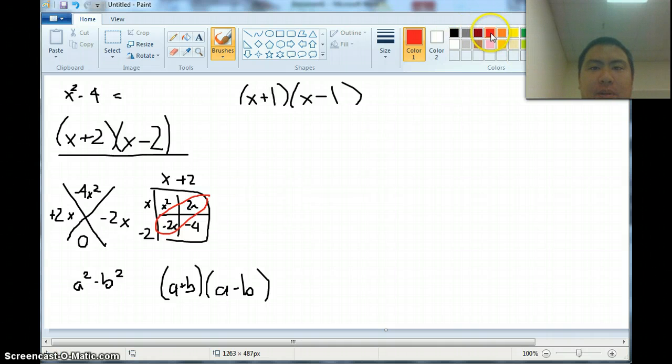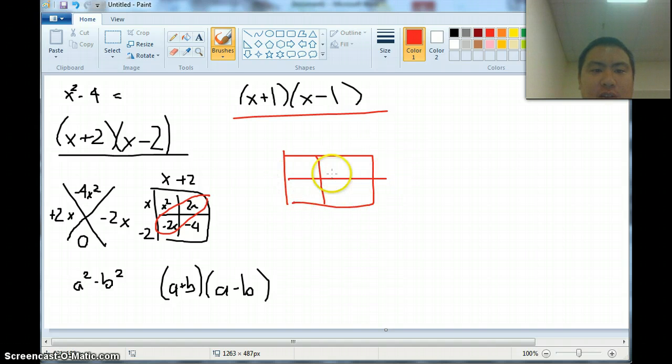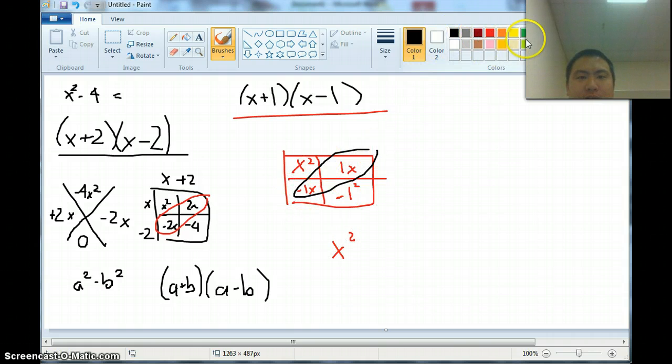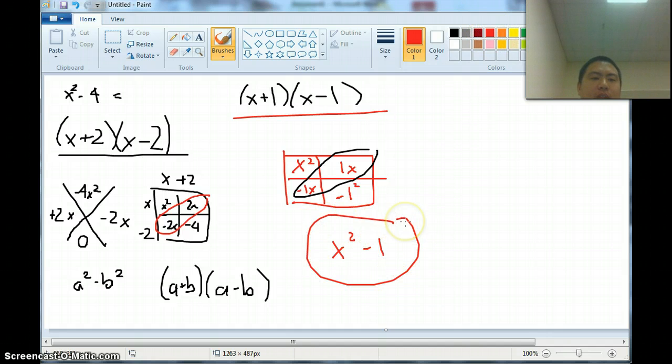The same thing would happen if I did these two and did an area model. I would get x squared, 1x, negative 1x, and negative 1, right, negative 1 squared, which would still be negative 1. So that would be x squared. These two would get cancelled out, and then you would have minus 1. And that would be the difference of squares. So just in case you forgot, that's the difference of squares.